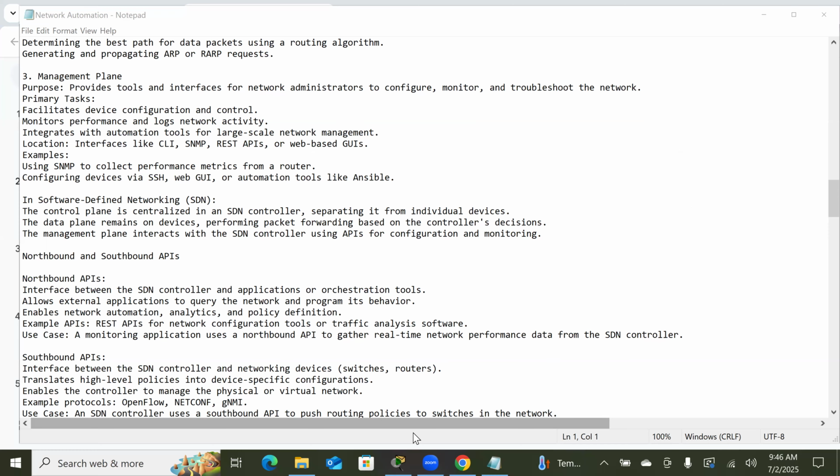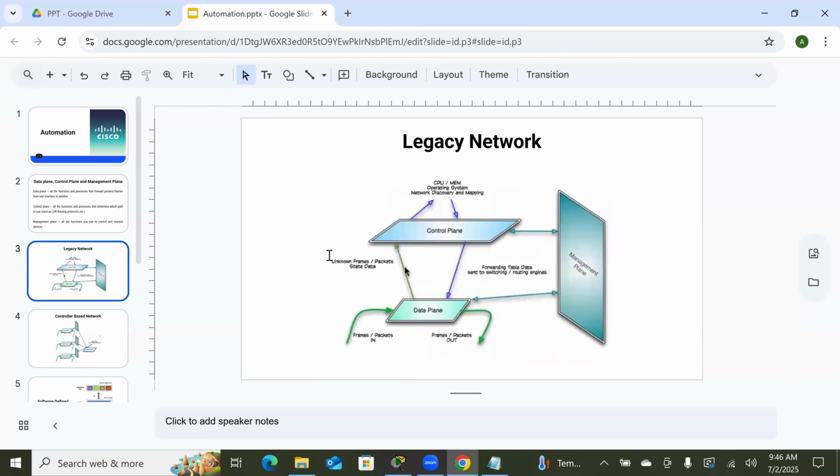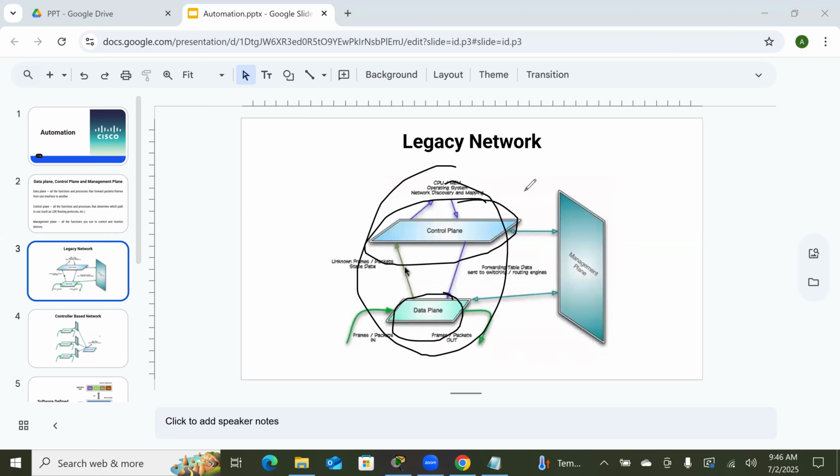And after this, you have to see this is a legacy plane, what I said, the older network we used to use. For every data plane, we have a control plane, and to control these two, we have a management plane. This is the older network design.